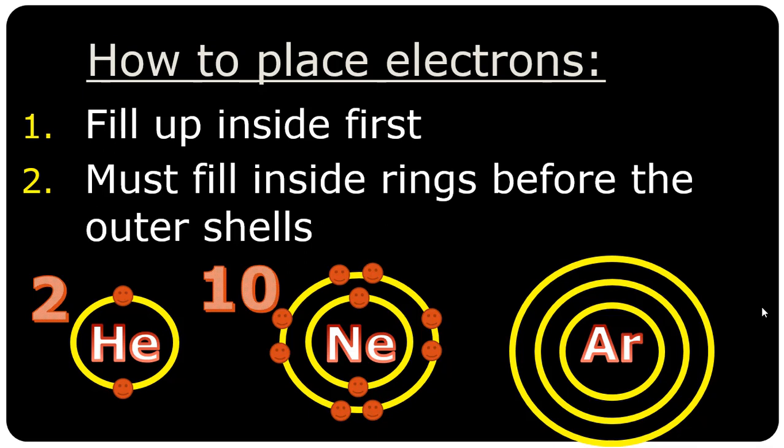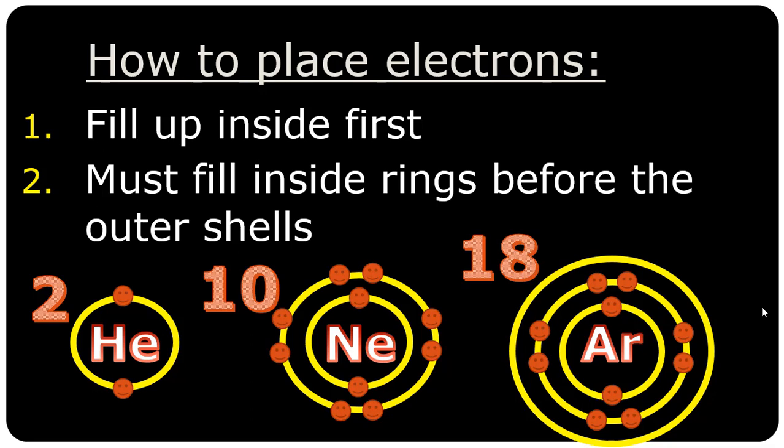Argon is right below neon on the periodic table. If you check it out, there are 18 electrons for argon. That means 2 electrons can fit on the inside ring. 1, 2. 8 electrons can fit on the middle ring. 1, 2, 3, 4, 5, 6, 7, 8. All total, I have 10 electrons already drawn on my argon atom.